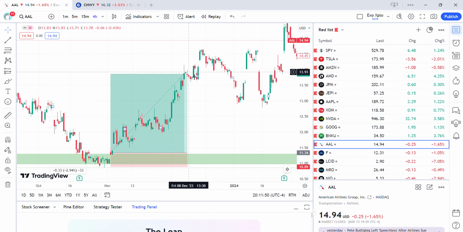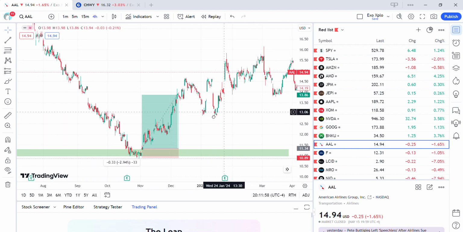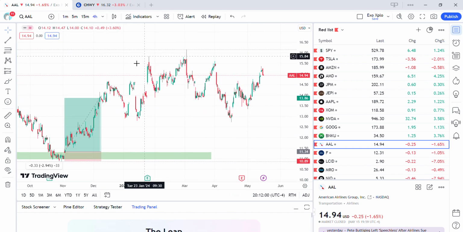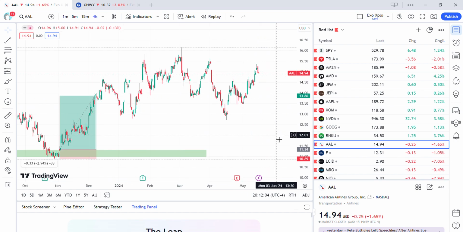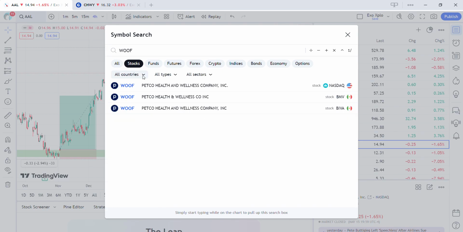As you can see, it did reject, but then they reported great news, and so it went up even higher before coming back down. Now, American Airlines has been in an uptrend ever since, but generally it's been consolidating, which means if we see another move down to this consolidation range, or maybe another range that looks very nice, we'll go ahead and buy that once more.